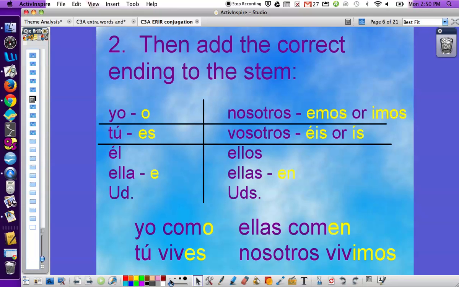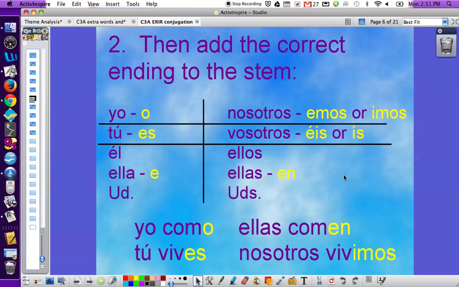I'm going to skip over to the ellos, ellas, ustedes form now. There's a reason I'm skipping. You'll see it in a second. For the ellos, ellas, ustedes form, I take off the ER or IR and add EN. Very, very similar to AR. You'll notice all of these, though, instead of having A's, have E's in them.